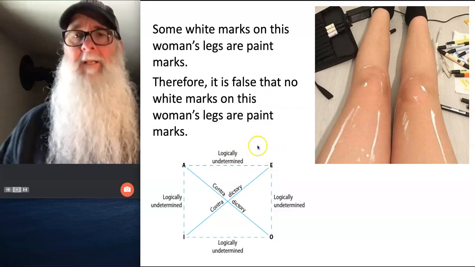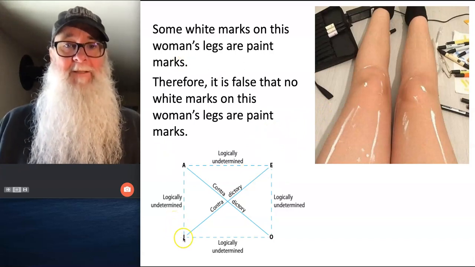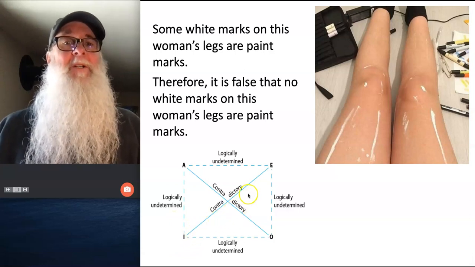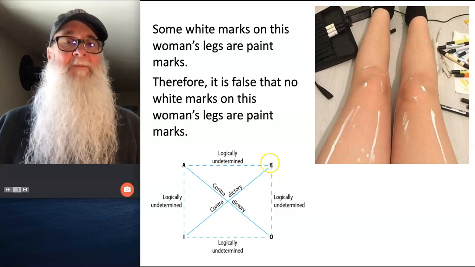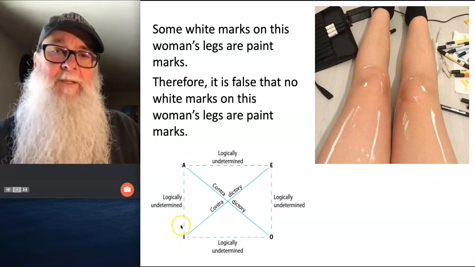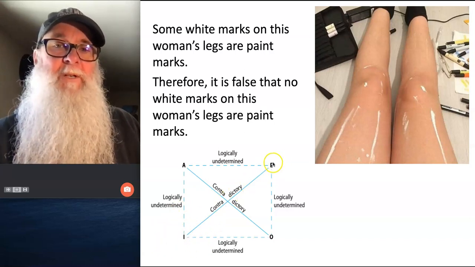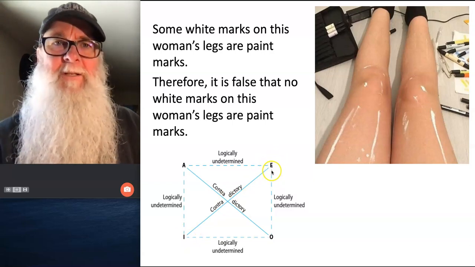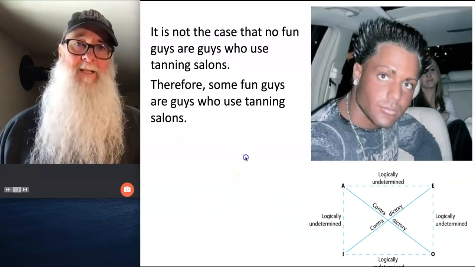Now take a look at this argument. Some white marks on this woman's legs are paint marks. That's an I statement. Therefore, it is false that no white marks on this woman's legs are paint marks. Yeah, it would have to be false, the corresponding E claim. If the premise statement, this I statement, turns out to be true, or we assume it's true, then the corresponding E statement, in this case the conclusion, would have to be false, and that's exactly what the conclusion says. So again, that proves the argument is valid.